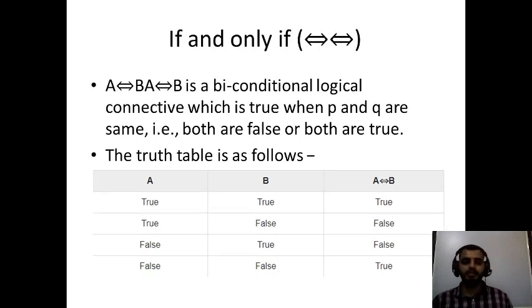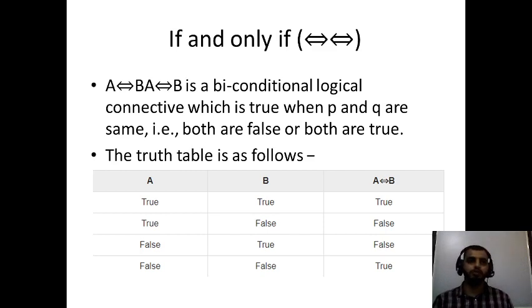Then the next one is if and only if. If and only if, in the sense, if two statements are true, then the statement will be true, and if two statements are false, then only the statement will be true. Either two truths or two falses, then only the statement will be true, or else in every other situation the statements will be false. The input is true, the outcome is true.